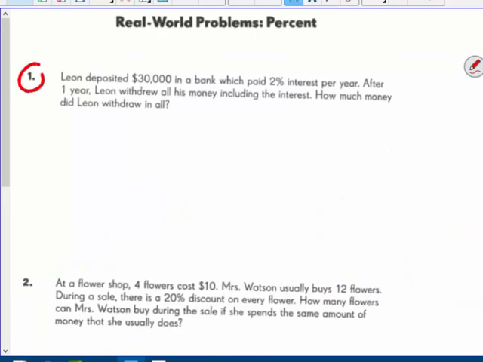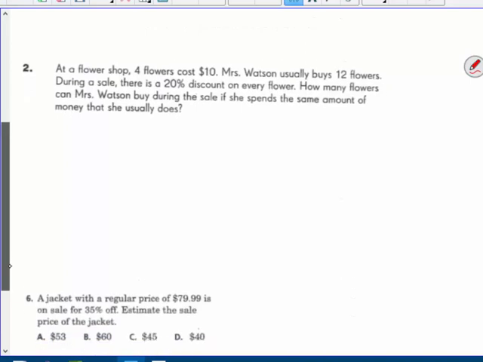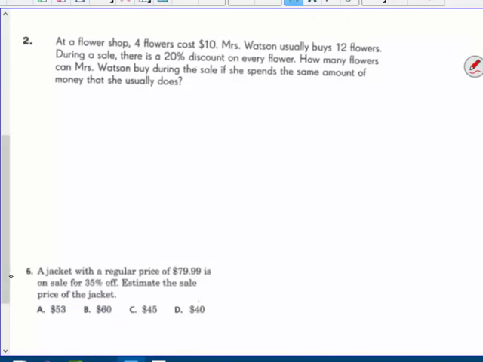Next page. This is the problem that I'm going to have you do on your own. I'm going to leave number 1 for you to do. Number 2. At a flower shop, 4 flowers cost $10. Mrs. Watson usually buys 12 flowers. During a sale, there is a 20% discount on every flower. How many flowers can Mrs. Watson buy during a sale if she spends the same amount of money that she usually spends, that she usually does?